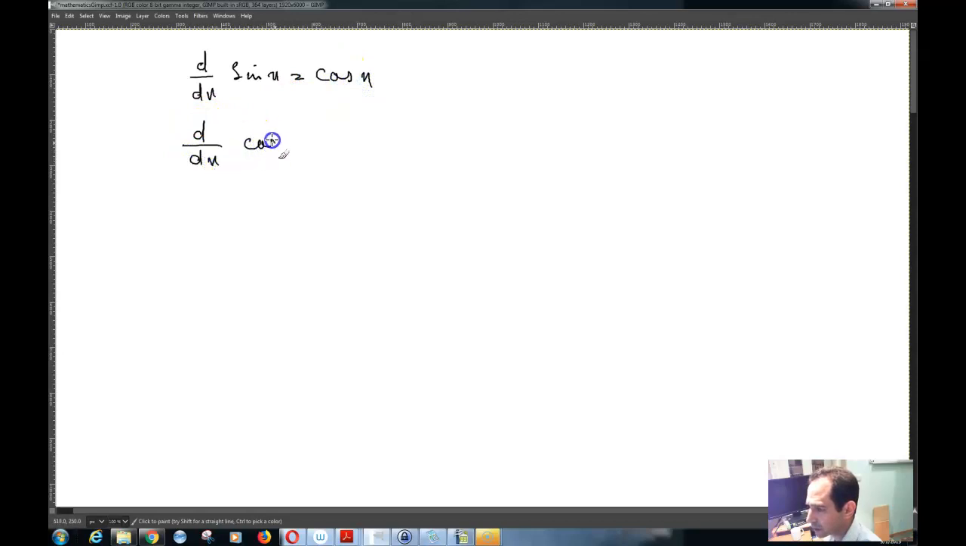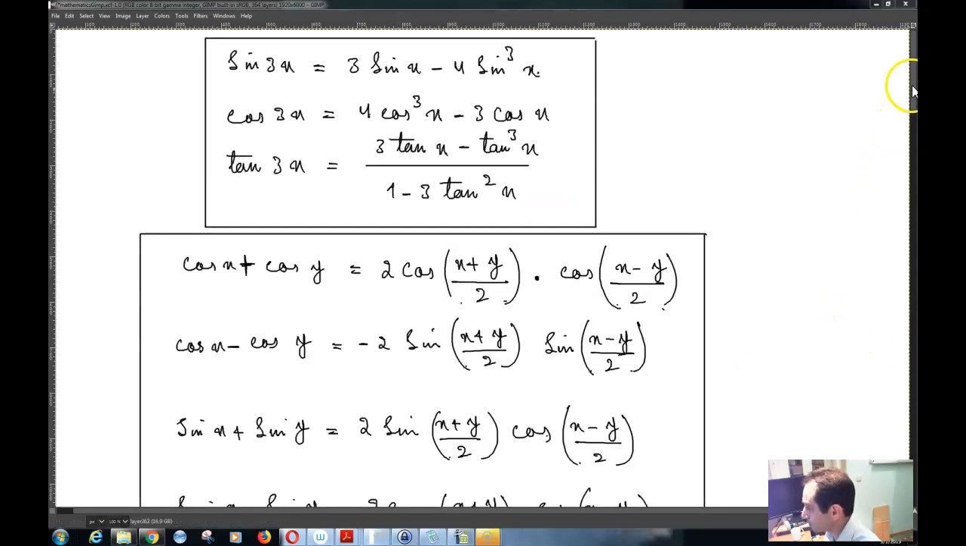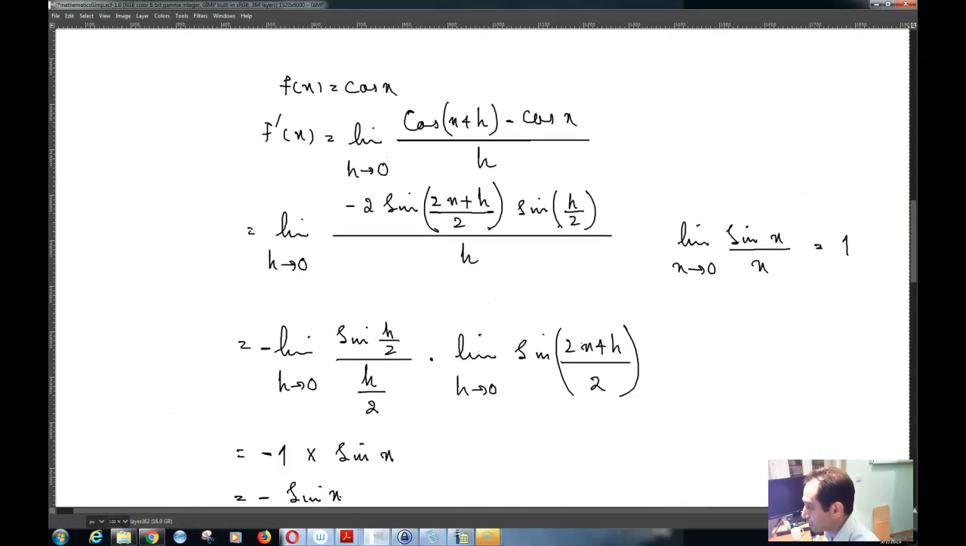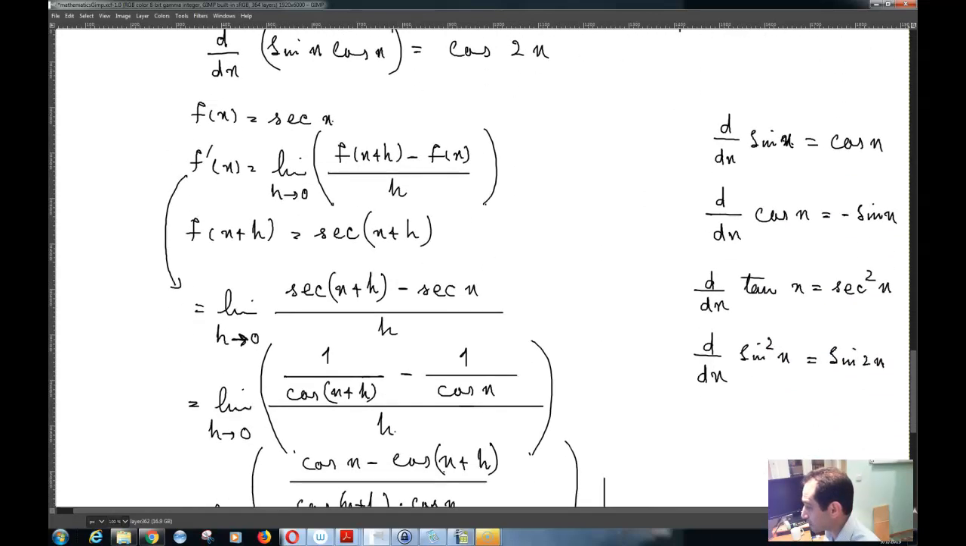Okay, so basically we said that d by dx of sin x is equal to cos x. D by dx of cos x is equal to negative sin x. D by dx of tan x is equal to what? I think it was secant squared x. Let me write these down over here.